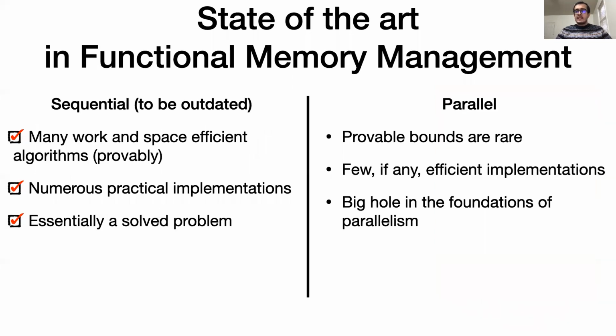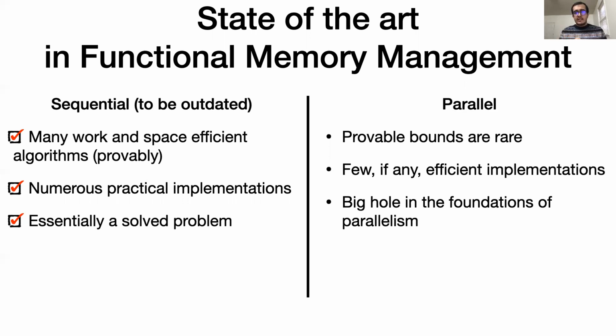Good memory management is thus crucial for efficiency because of these high allocation rates of functional programs. Memory management for sequential functional languages is essentially solved. We have many work and space efficient algorithms and numerous implementations that can compete with really low level procedural code. However, on the parallel side, provable bounds are rare. I know of only one bound, and that was by Blalock Cheng from 2001. It was primarily meant for real time systems.